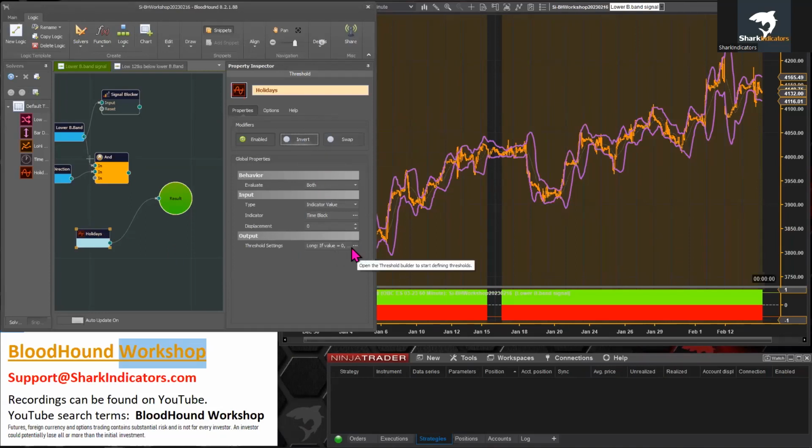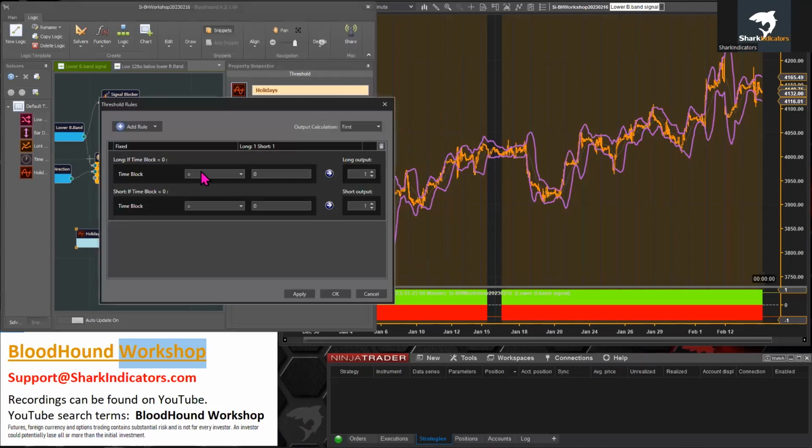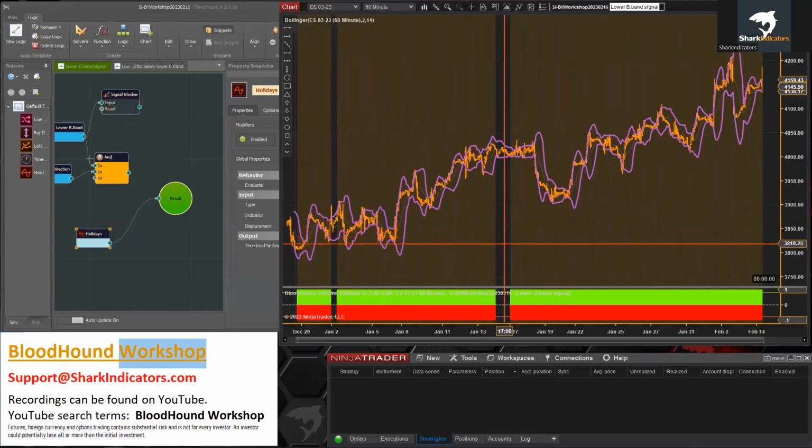But with BloodHound version 2, because the rules window now gives you all of these different conditions, we can set it up directly. So when the time block equals 0, meaning there is no holiday, there we go. So we can see, what day is that? President's Day? January 16th. Martin Luther King Day. There we go.